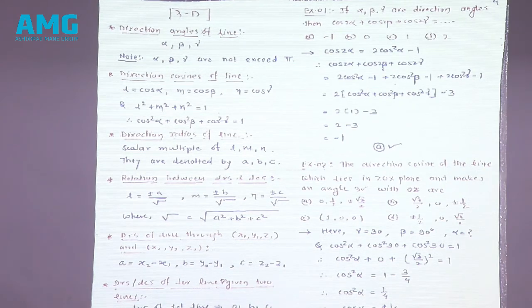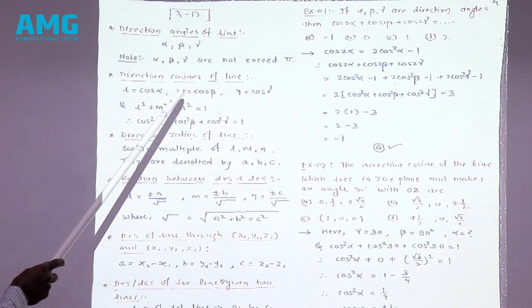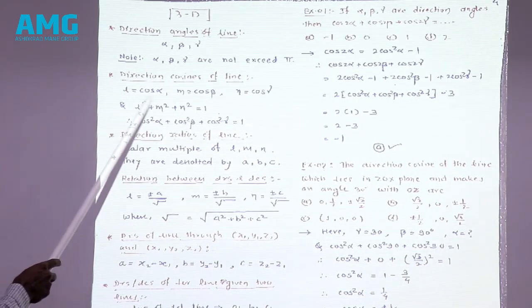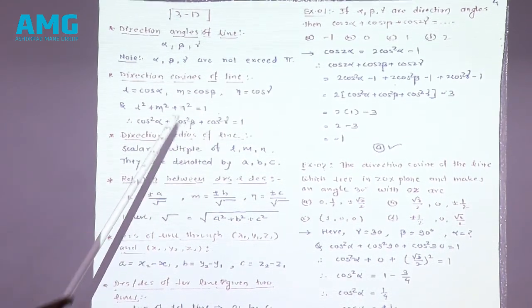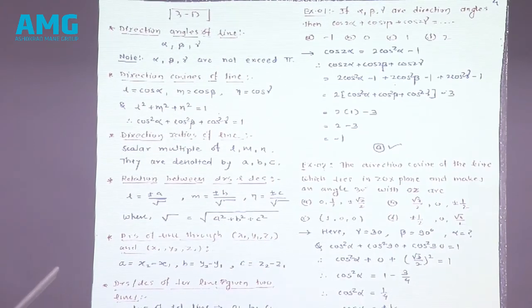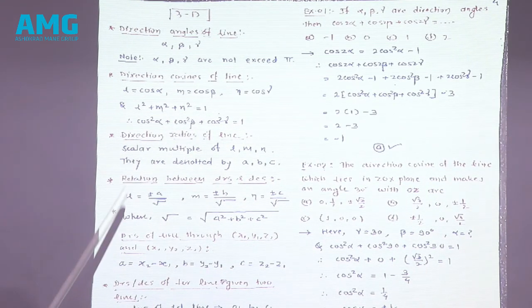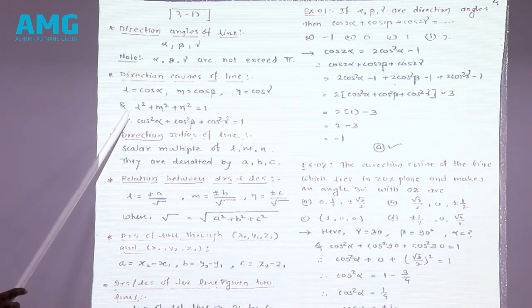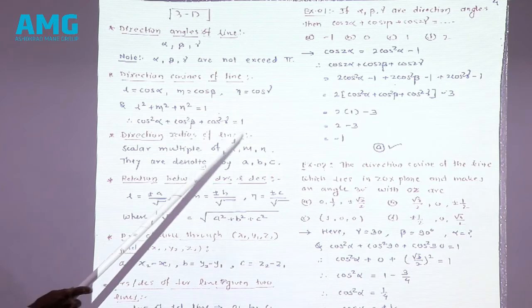Direction cosine of the line. Direction cosines are in short denoted as DCS or LMN. L is equal to cos alpha, M is equal to cos beta, N is equal to cos gamma, and the relation between them is that L square plus M square plus N square is equal to 1, which is one of the most useful results. That is, cos square alpha plus cos square beta plus cos square gamma is equal to 1.